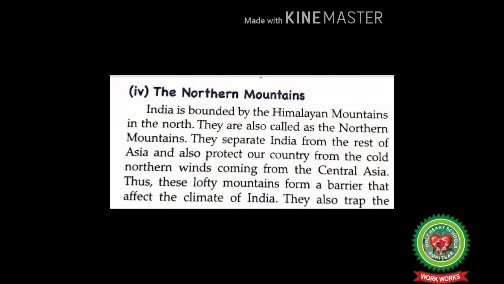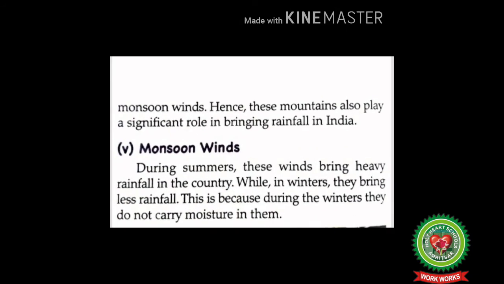Next and very important factor is the northern mountains. India is bounded by the Himalayan mountains in the north. They are also called the northern mountains. They separate India from the rest of Asia and also protect our country from the cold northern winds coming from Central Asia. Thus, these lofty mountains form a barrier that affects the climate of India. They also trap the monsoon winds. Hence, these mountains also play a significant role in bringing rainfall in India.